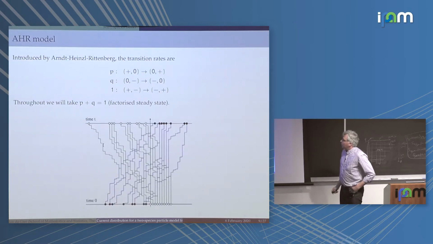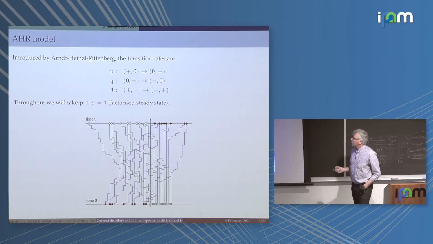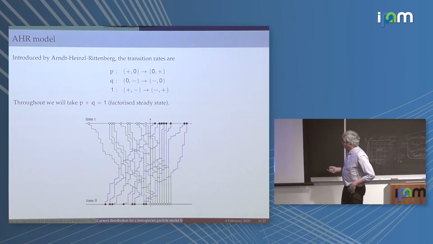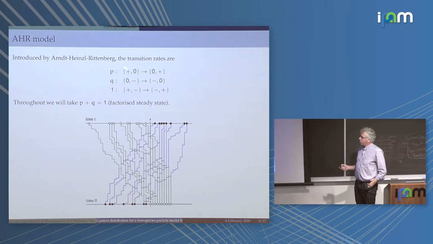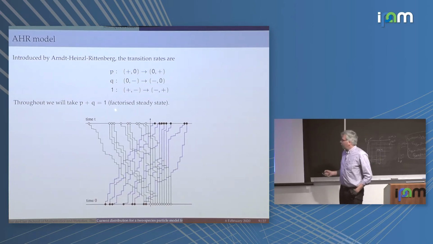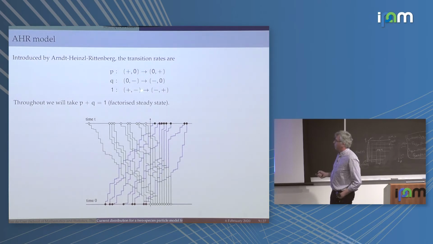Okay, so here's the model. It was a model first looked at by Arndt-Heinzel-Rittenberg in the 90s. It's an AHR model, and it's sort of 2 TASEPs put together. There are plus particles that drift to the right with some hopping rate p, and there are minus particles that hop to the left with rate q. And then they can interchange. So if I have a plus to the left of a minus, then these two can exchange into minus plus, but you cannot go back.